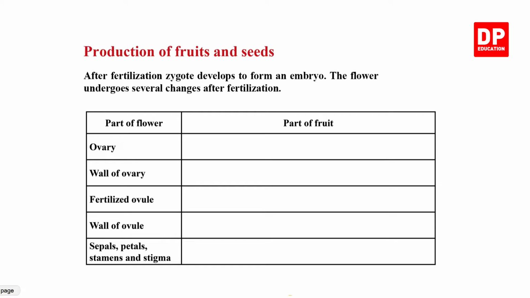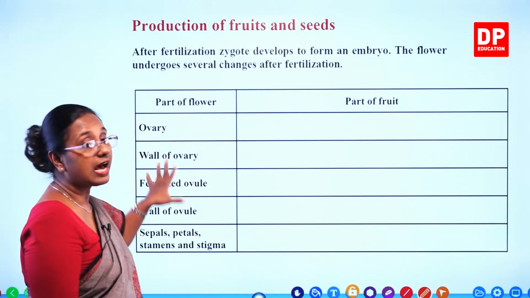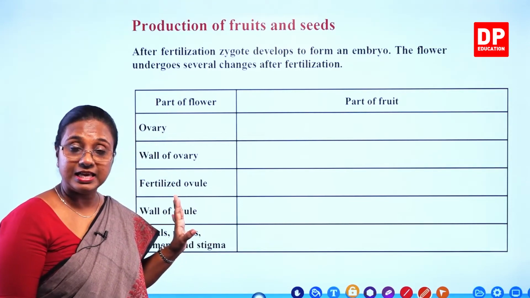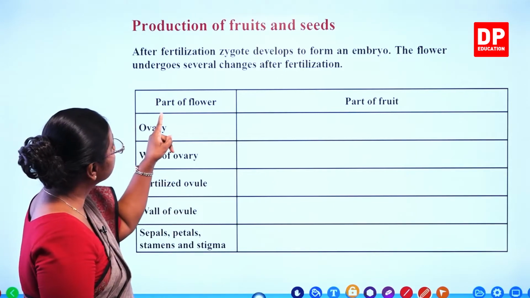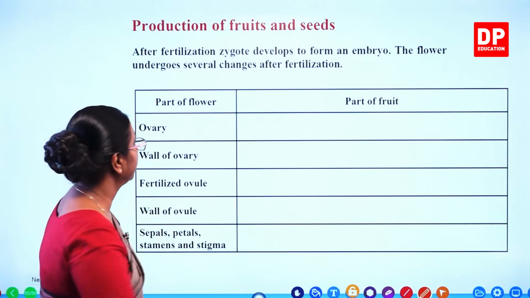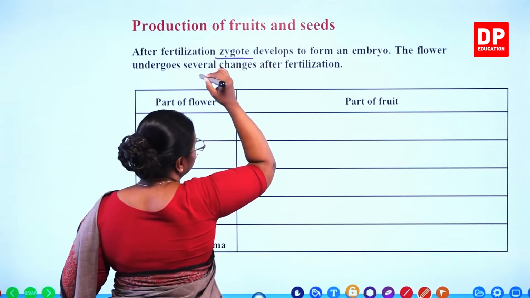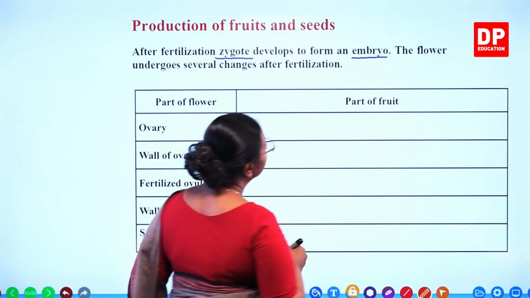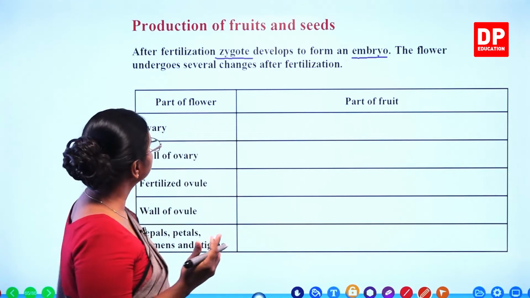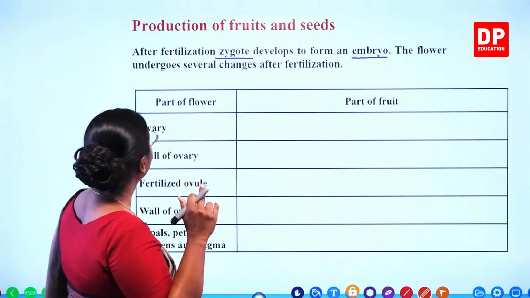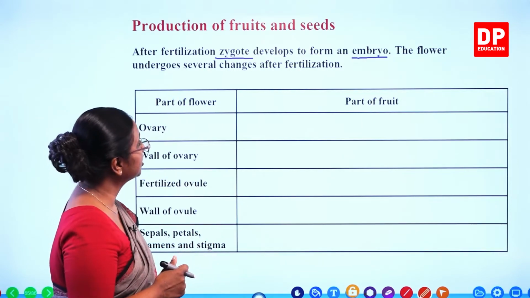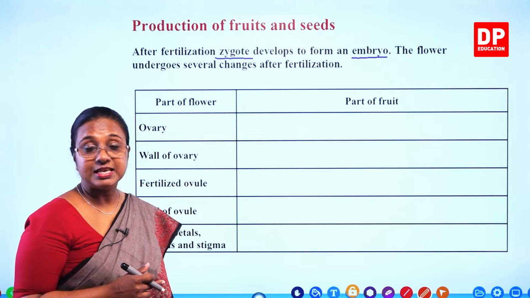So here, production of fruits and seeds. When we say production of fruits and seeds, I told you there are changes taking place. What are these changes? After fertilization, the zygote develops to form an embryo. The ovum, that is the fertilized ovum, what we call the zygote, develops to form an embryo. And the flower undergoes several changes after fertilization.